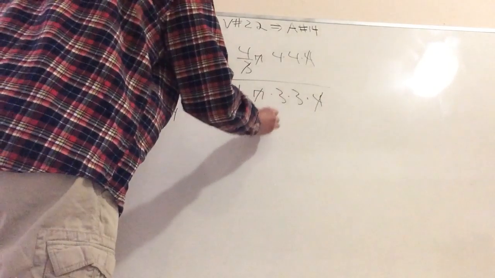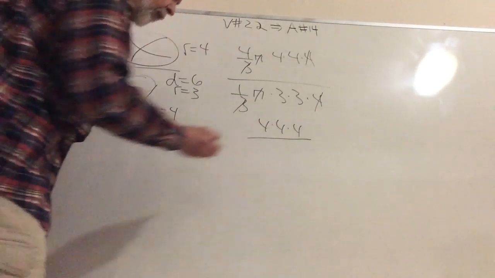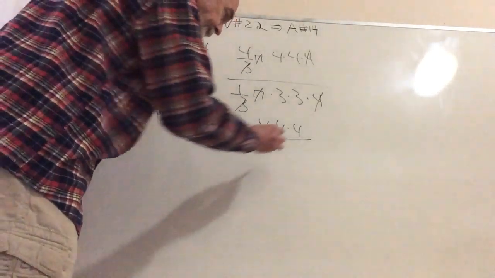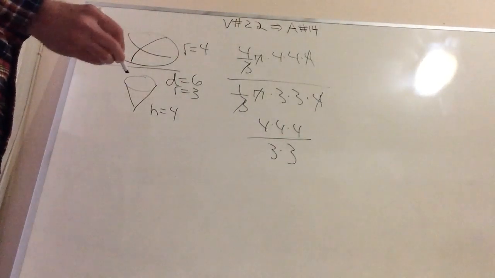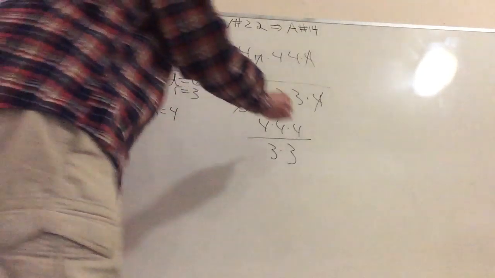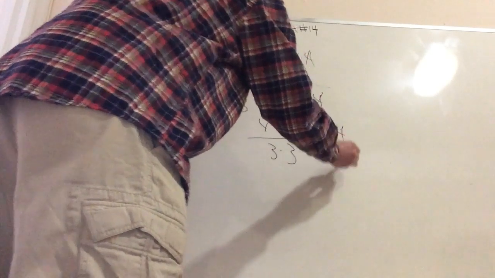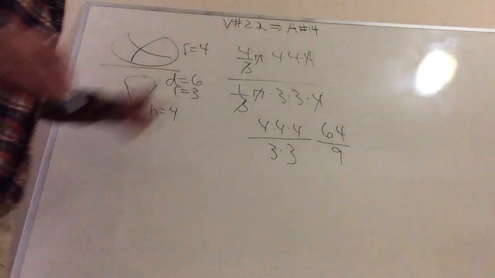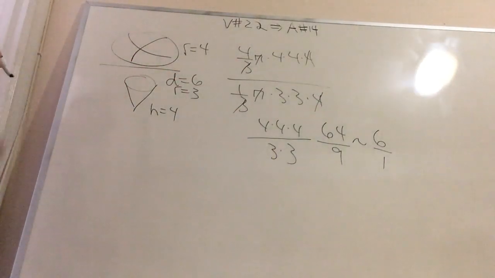What's left? 4 times 4 times 4. And on the bottom, what do we have? 3 times 3. Well, it's been explained so many times before, these numbers are coprime. They can't be reduced. So 4 cubed is 64. You're supposed to know that. 3 squared is 9. You're supposed to know that. So the ratio's around 6:1. Sphere to the cone.